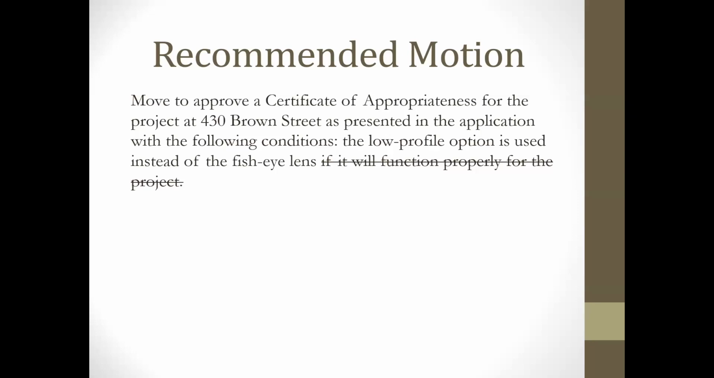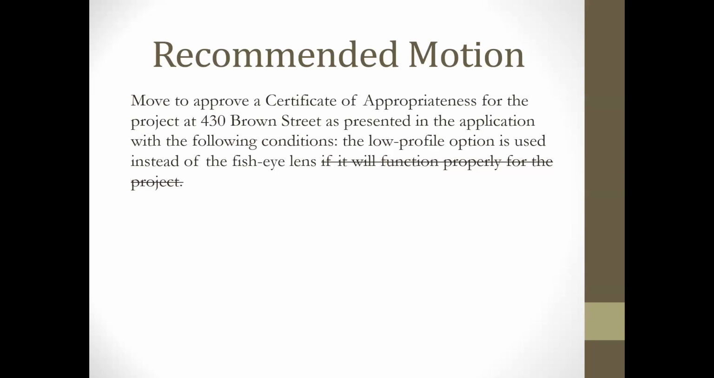Okay, so in this case, we might revise the motion. You can revise it however you want. I do suggest that you make a motion before you have further discussion, so that you can discuss that motion. Sure. Would anybody like to make a motion at this point? I'll figure it out. It can be amended, so don't worry about it. Thoman moves to approve a certificate of appropriateness for the project at 430 Brown Street as presented in the application with the following conditions. The low-profile option is used instead of the fisheye lens. Okay.